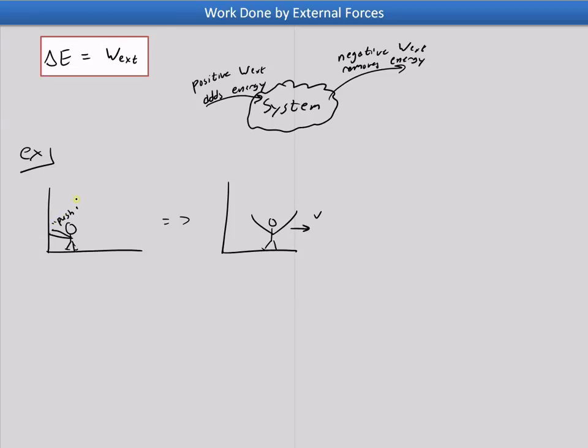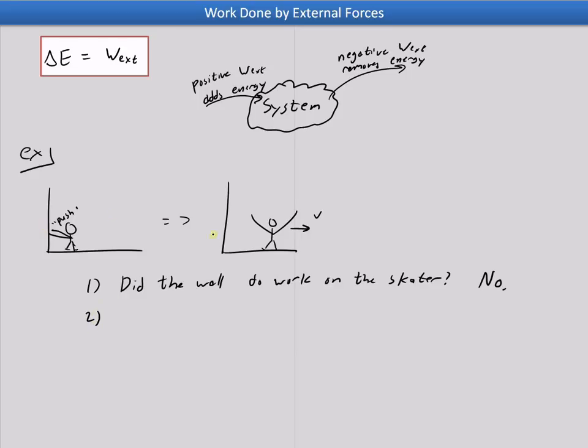So some questions for you. First question. Did the wall do work on the skater? The answer is no. That wall did not do any work on the skater because the wall didn't move. Yes, there is a force right here between the wall and the skater, but that force isn't transferring any energy. There isn't energy coming out of the wall and into the skater, therefore the wall is not doing any work. Another way of thinking of that is the wall didn't move.